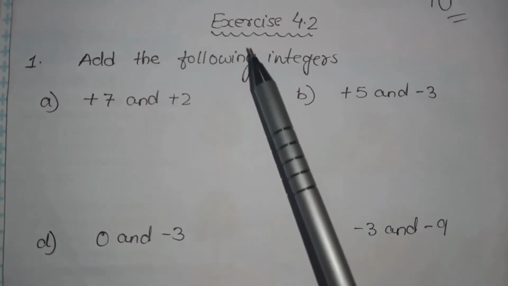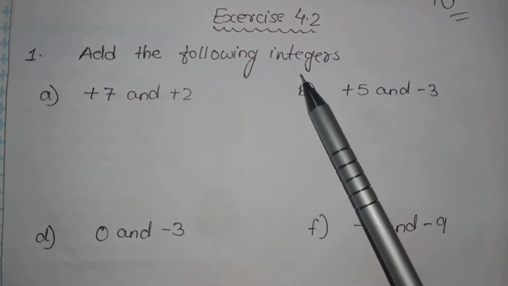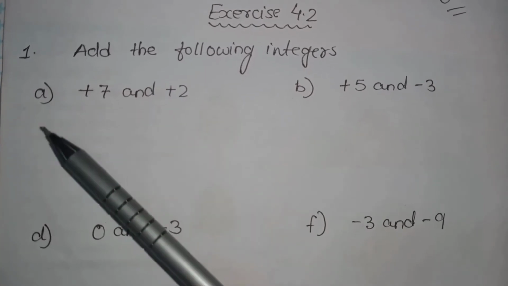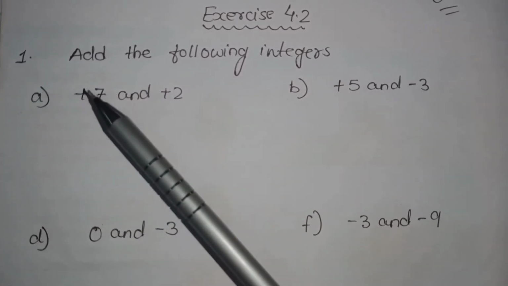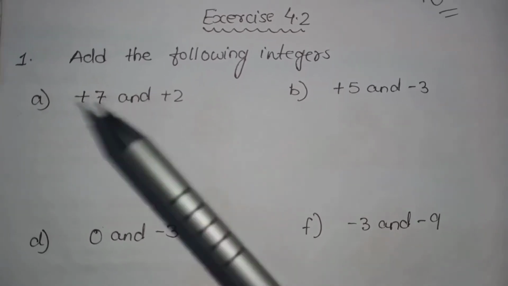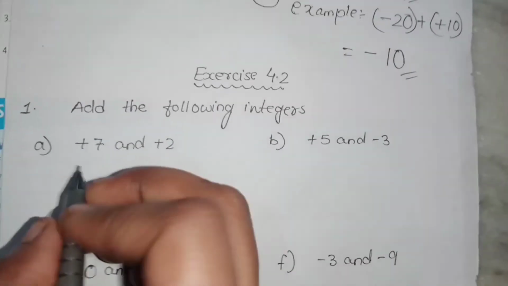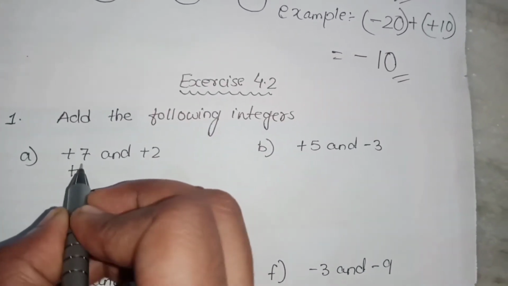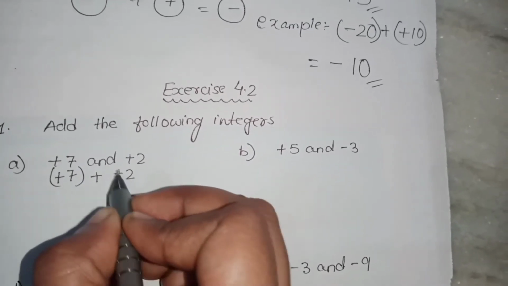Exercise 4.2 question number 1: Add the following integers. Question 1a. We are going to add this, and I have already taught you the rules, so you have to keep these rules in your mind. First let us write like this, that we are adding: plus 7 when added to plus 2.